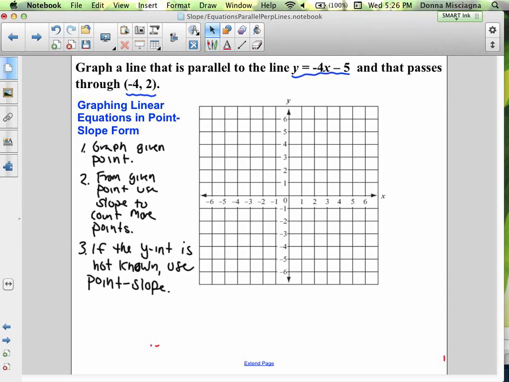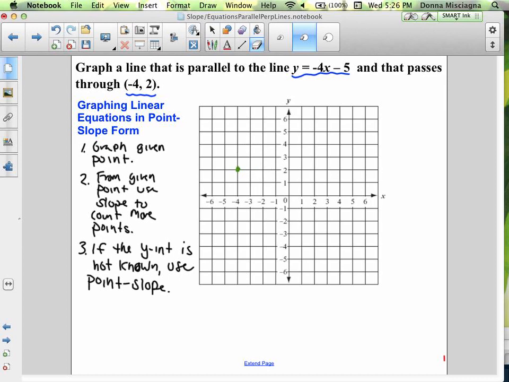To graph them in point-slope form, we're going to first graph our given point. Right, so we are given the point, excuse me, negative 4, 2. Let's graph that point. So negative 4, 2 is right here. That's our point that we're given. Now we're going to use the slope from our given point to count out more points.